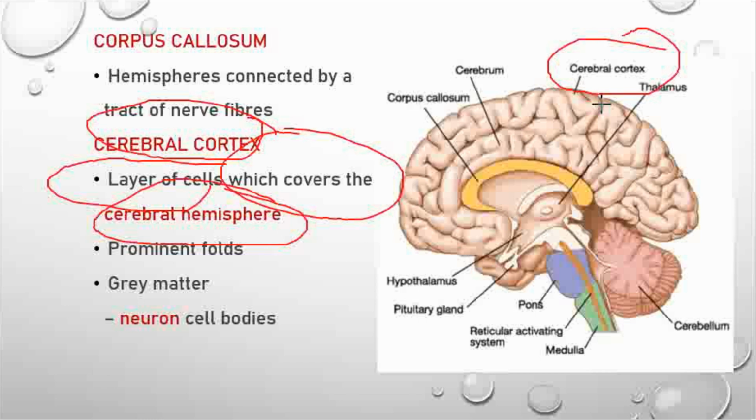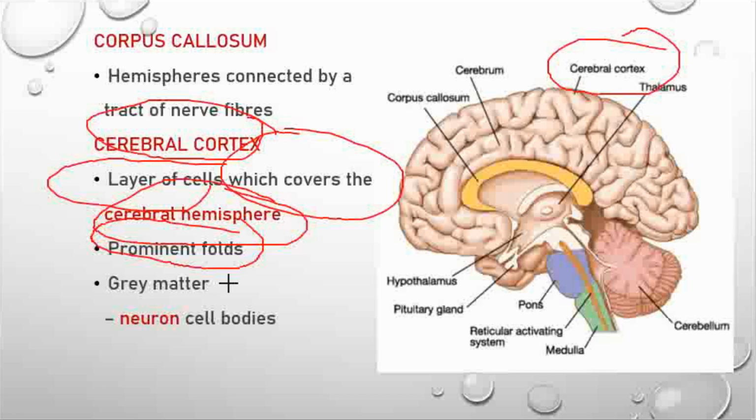And it has prominent folds. As you can see in the picture, the folds are prominent. You can differentiate them from the rest of the parts, and they are projections, not flat. In a 3D view they look like projections, so you can differentiate them easily. These prominent folds have certain areas that we will be discussing in the next slide.